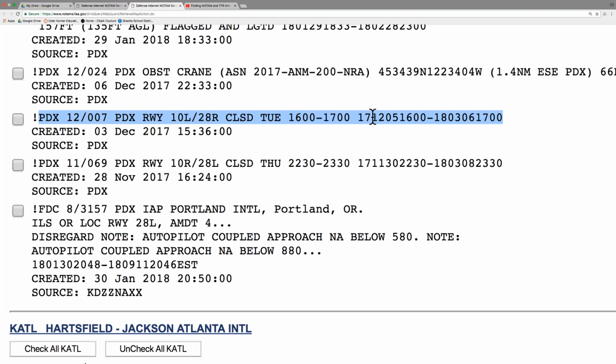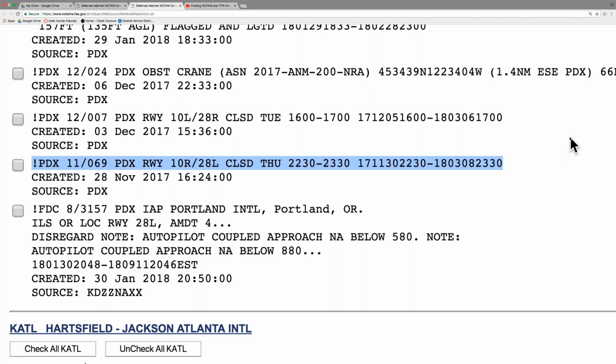So every Tuesday from basically 4 to 5 o'clock, runway 10 left and 28 right is closed. Kind of a bad deal if your ETA is like 16:30, right? You have to make sure that you're not planning this runway.